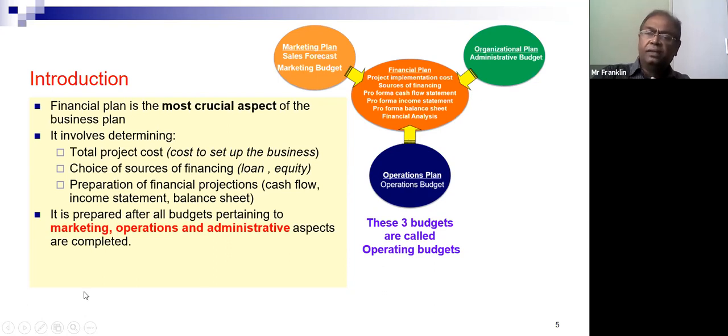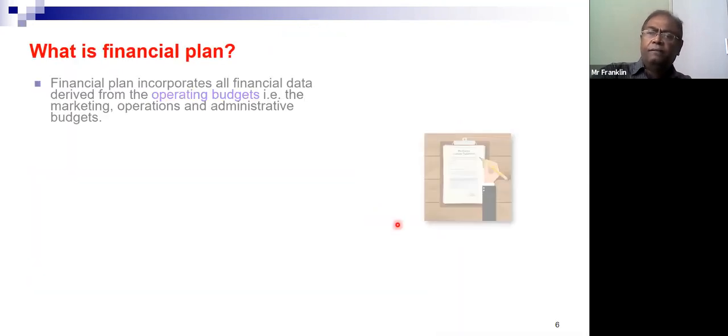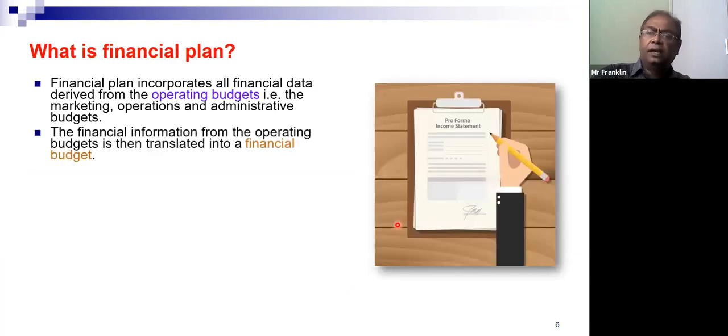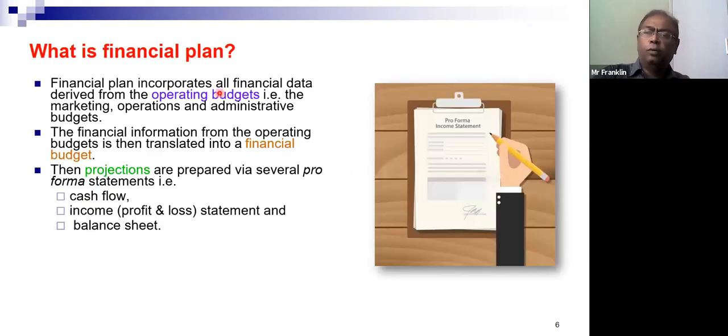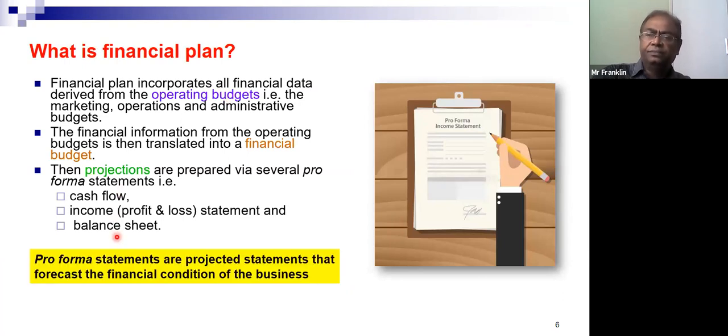All right. So these are the three important budgets you have to have. Clear? Next, the financial statement will tell you about the operation budget, financial budget, and projection. Cash flow, income, and balance sheet. Three different statements. Pro forma, we already know the meaning of pro forma, right?